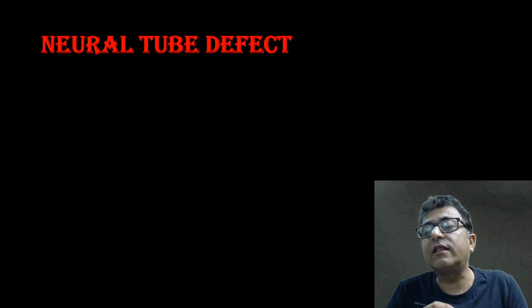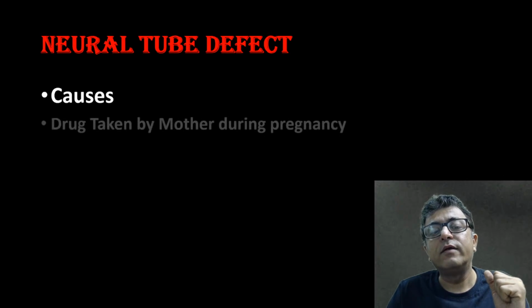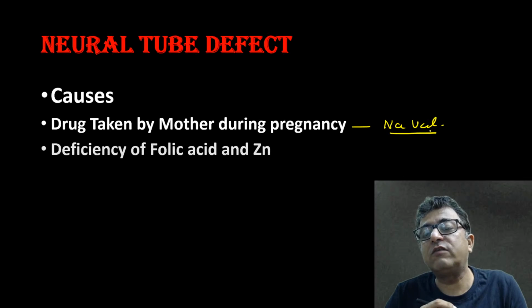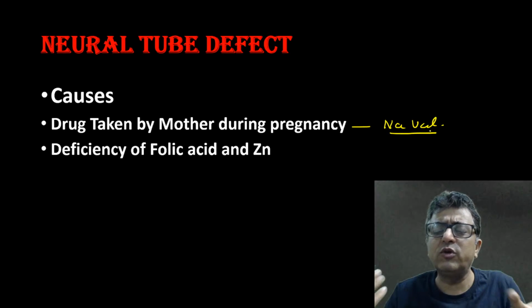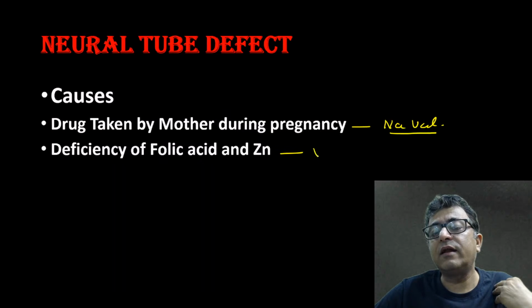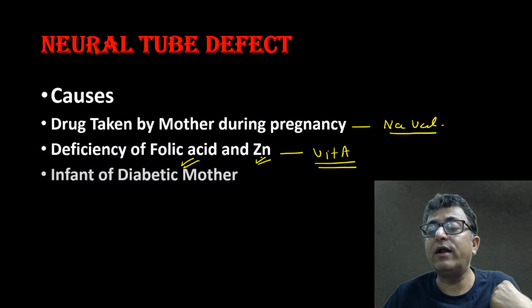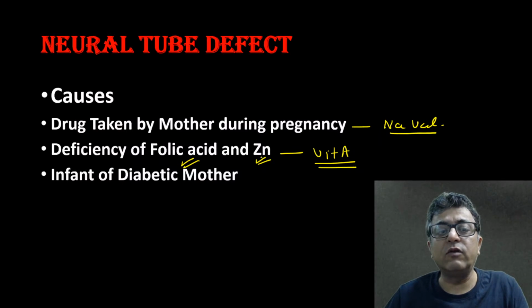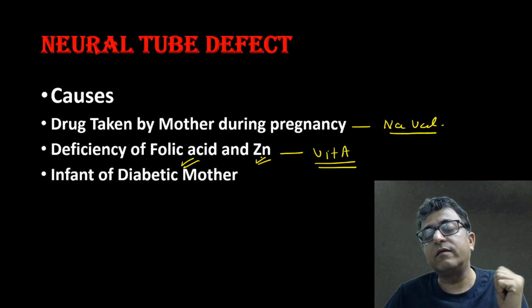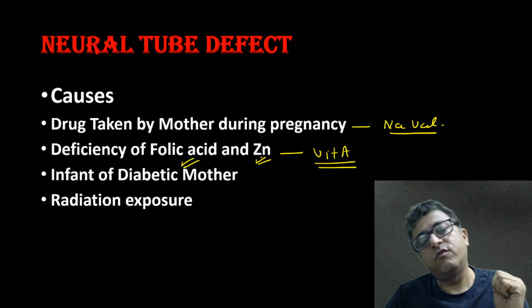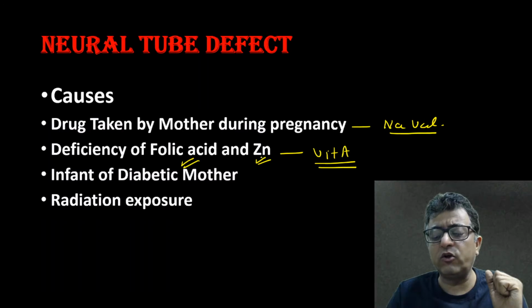Now, what are the causes of neural tube defect? Number one, drugs taken by a mother during pregnancy, such as sodium valproate. Deficiency of folic acid and zinc. New studies say deficiency of vitamin A is also associated, but the proven ones are folic acid and zinc. Infant of a diabetic mother is a predisposing factor for neural tube defect in the baby, and radiation exposure mainly in the first trimester. These all lead to neural tube defect.